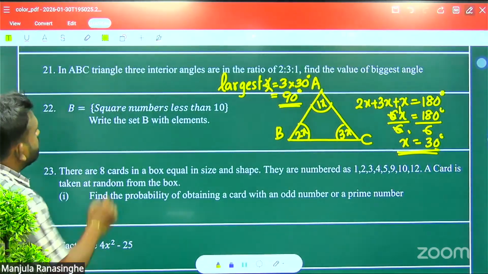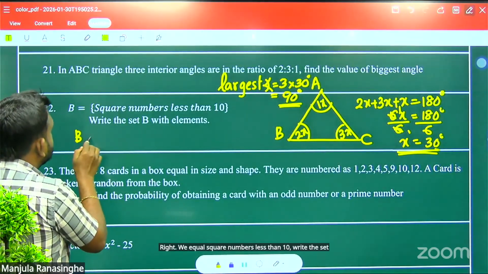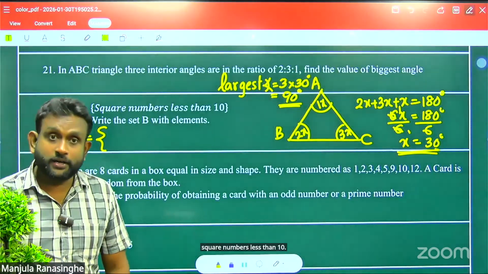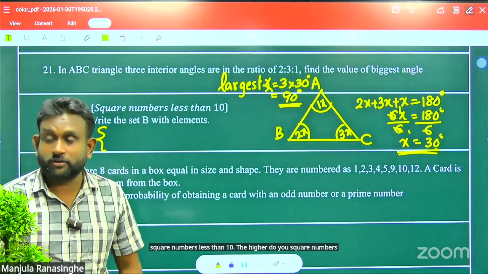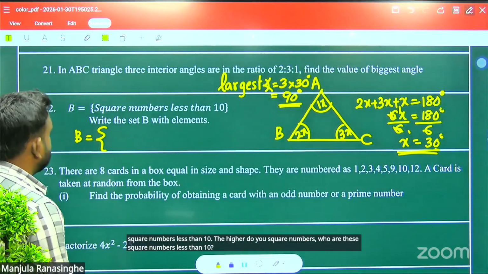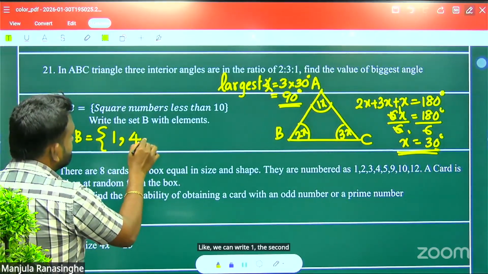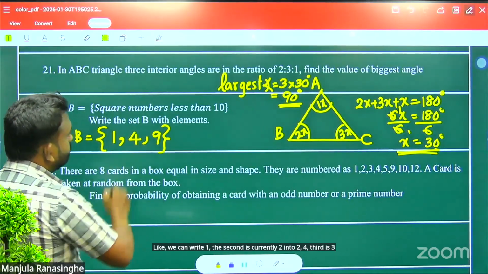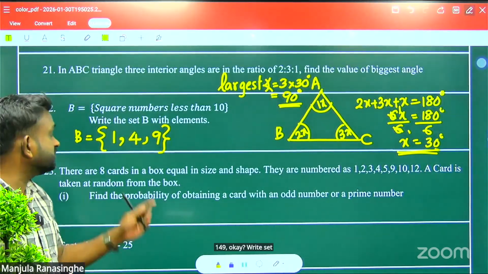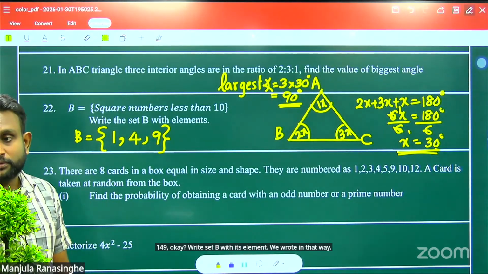Right. B equals square numbers less than 10. Write the set B with its elements. Square numbers less than 10. We know which are the square numbers less than 10. Who are the square numbers less than 10? We can write 1. The second square number is 2 into 2, 4. Third is 3 into 3, 9. 1, 4, 9. Okay. Write set B with its elements. We wrote it that way.